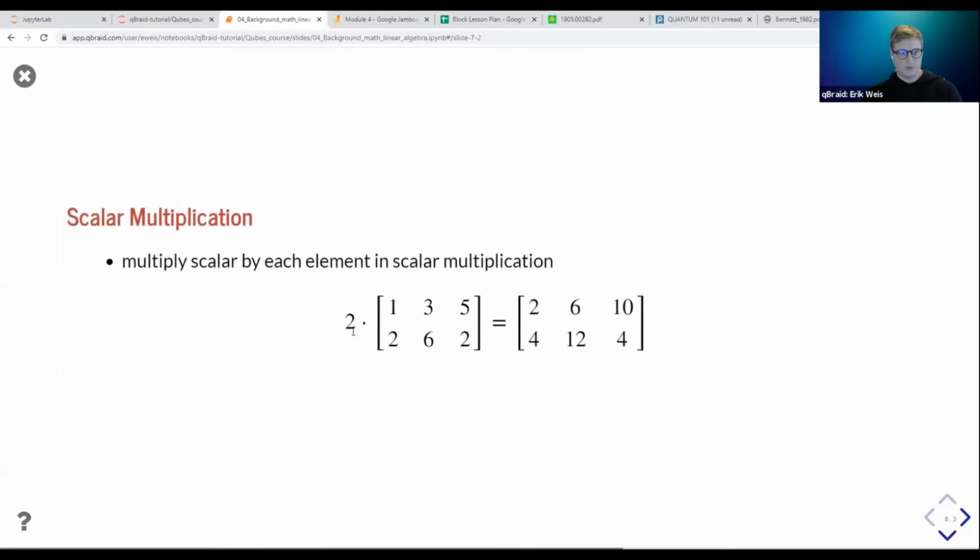Okay, pretty straightforward. Scalar multiplication is also very similar to scalar multiplication for a vector. If we multiply a matrix by a scalar, it's equivalent to multiplying each element of the matrix by that scalar. So in this case, we have the 2 by 3 matrix, 1, 3, 5, 2, 6, 2, and we multiply by 2 each element, and we get this corresponding matrix. It's the same size, except each of the elements is doubled.